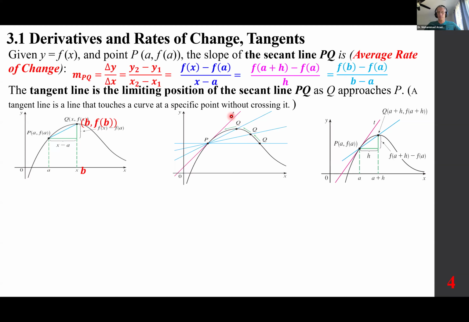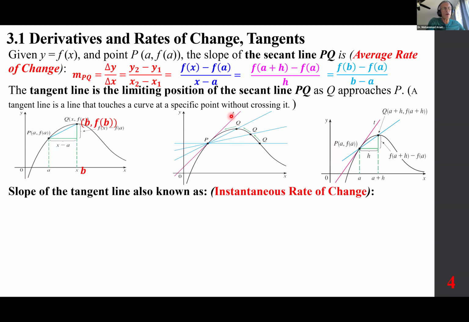How do we find the slope of a tangent line, which is also known as the instantaneous rate of change at a specific point a? M of the tangent line is the limit of m of PQ, the secant line PQ, as Q approaches P. If you look at this one, the limit of f of x minus f of a over x minus a as x approaches a.